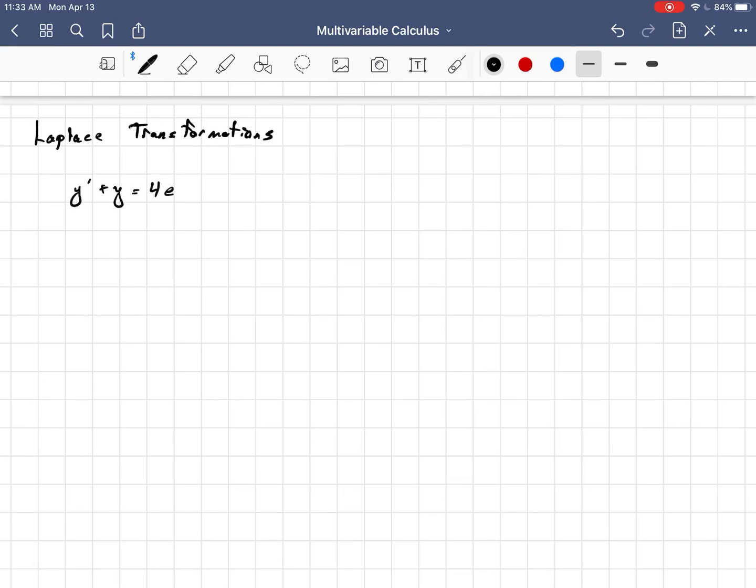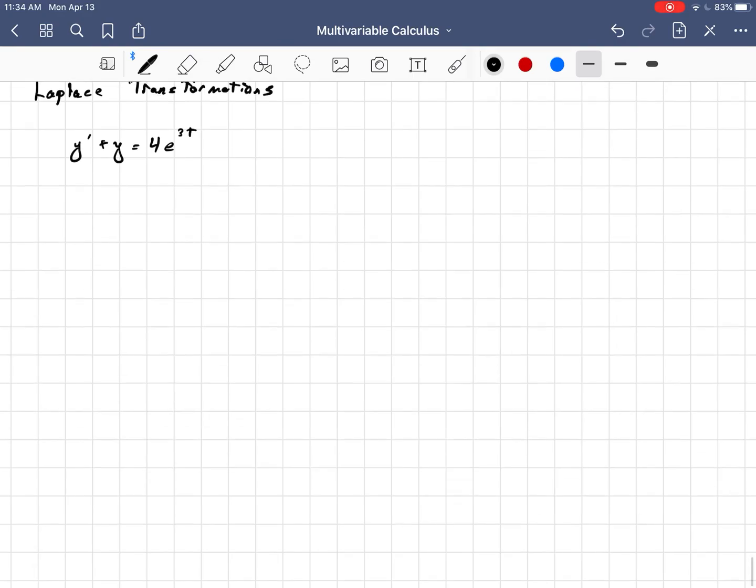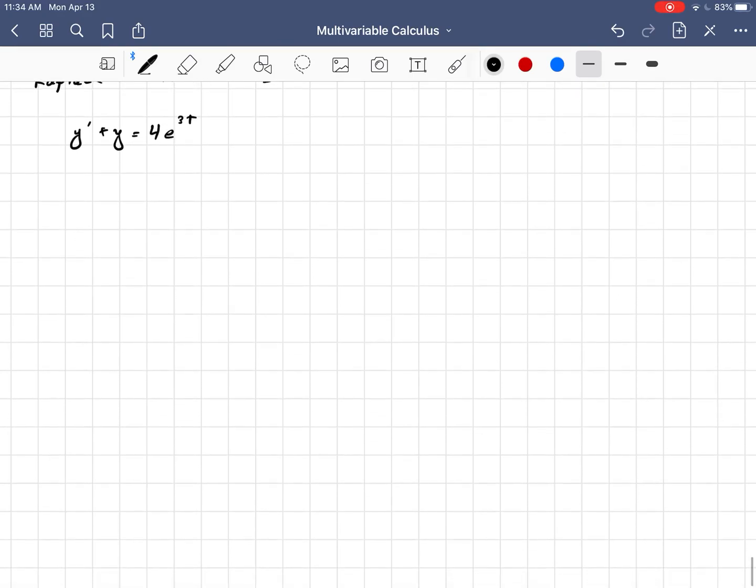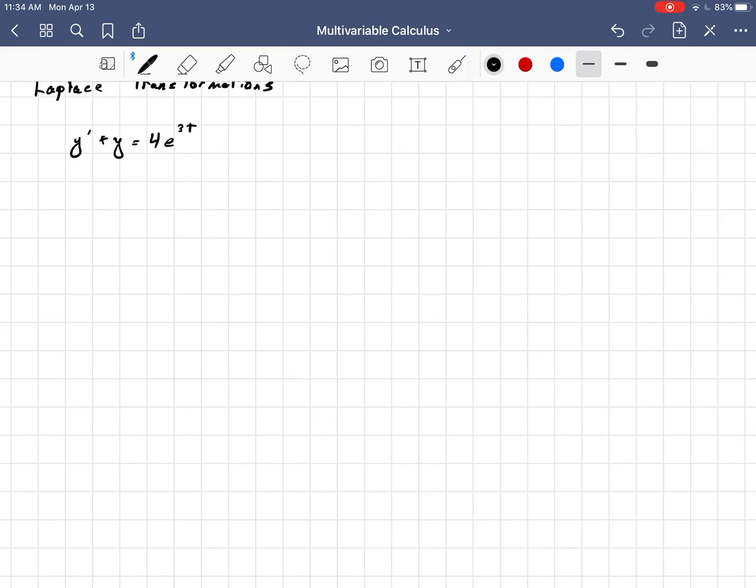As an example, let's consider y prime plus y is 4e to the 3t. So y is a function of t. And there are a number of ways to solve this. For example, this is just a standard old linear differential equation. It's also a Bernoulli equation. But let's do it with Laplace transforms.